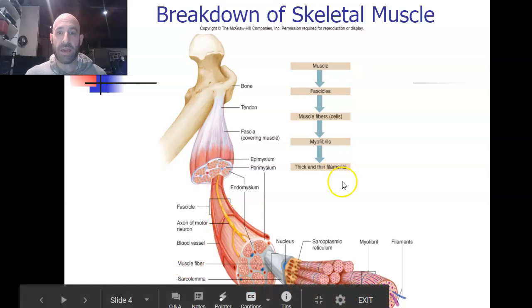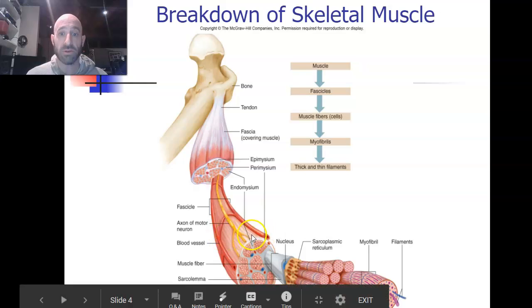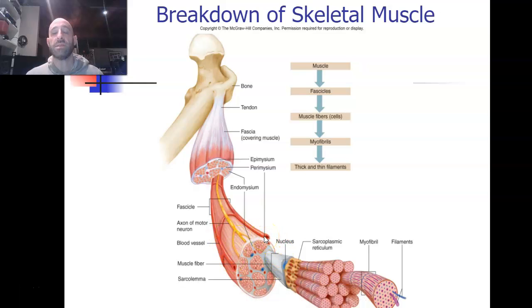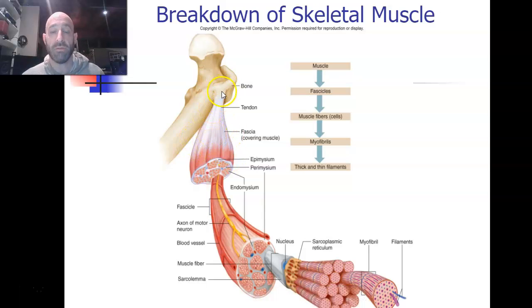So let's take a look at this diagram here. This is a good breakdown of how a muscle is set up. It is set up in essentially, like I said, bundles called fascicles. So these individual fascicles is a bundle. They are bundles of fibers that work together as a unit. So this would be like a muscle here. So this would probably be one of your quadriceps muscles based on where it's located on the femur.